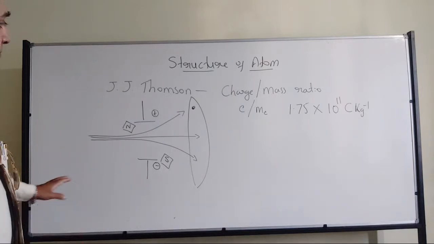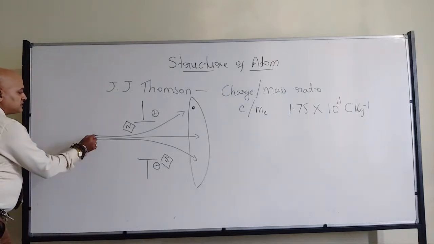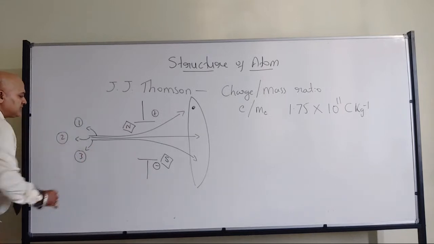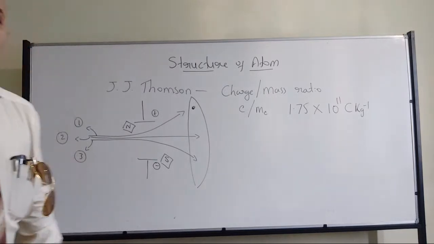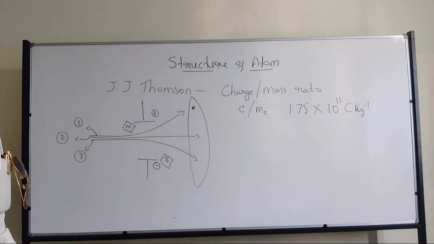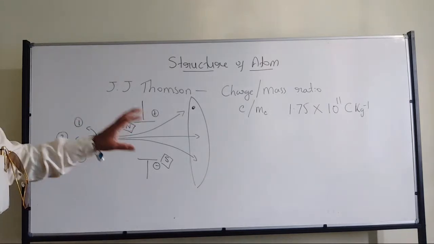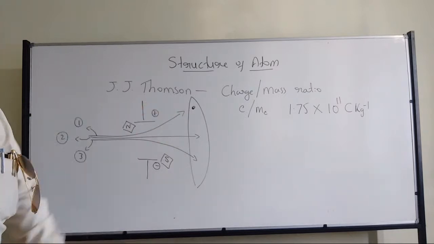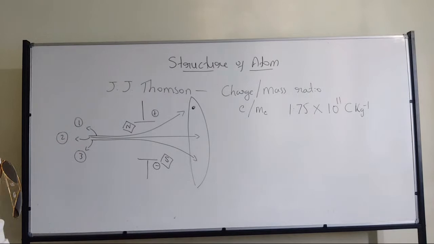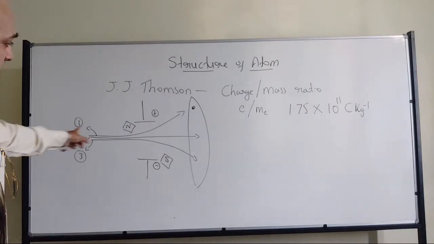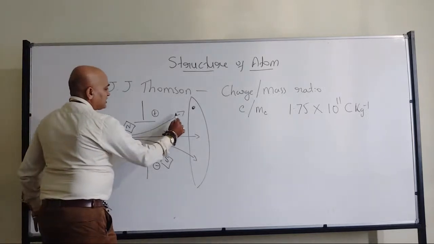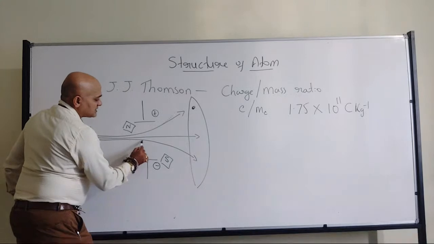Please remember, these are all different sets of experiments. This is due to the first set of experiment, this is the second set, this is the third set. In the first experiment, in the presence of magnetic and electric field, it will bend towards the anode. Now, he adjusted the magnetic field and electric field in such a way that they cancel each other and it moves in a straight line. And in the third experiment, in the absence of electric field, only in the presence of magnetic field, you observe that it will bend towards the south pole. Now, if you observe carefully, this deviation, that means bending from the original path, it is getting deviated, right?